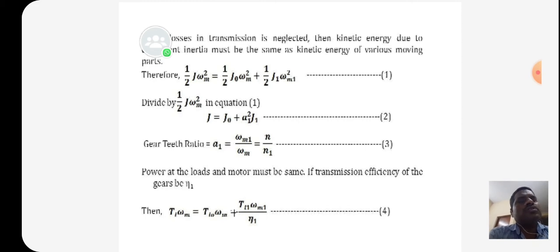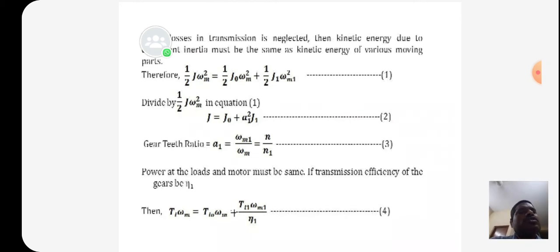It is always true. So the equivalent torque equation is TL equal to TL naught omega m upon omega m plus TL1 upon eta 1 into omega m1 upon omega m, that is equal to TL naught plus A1 TL1 upon eta 1.